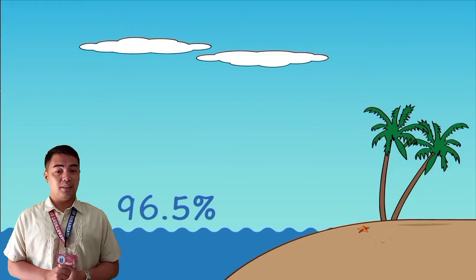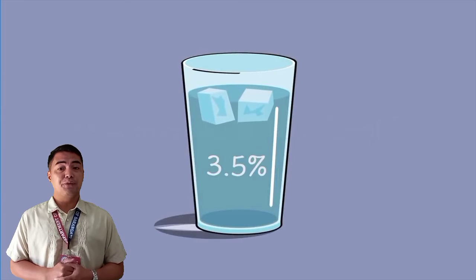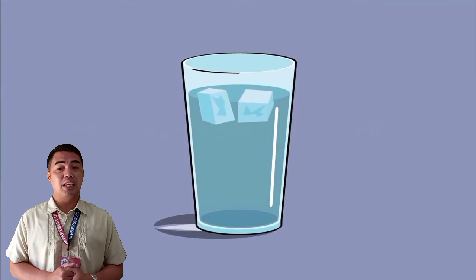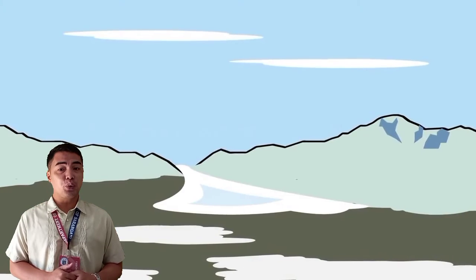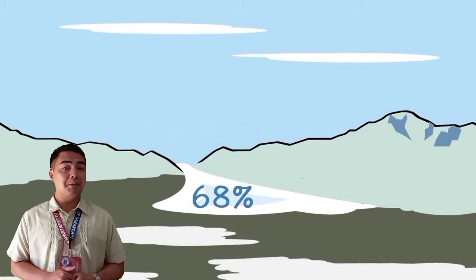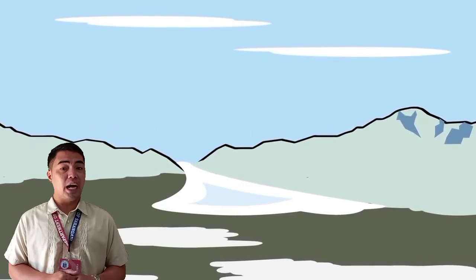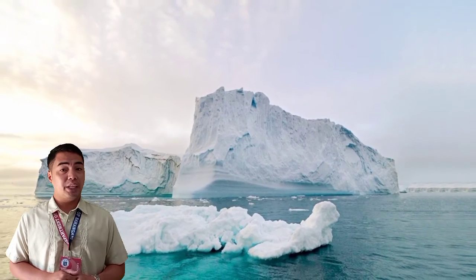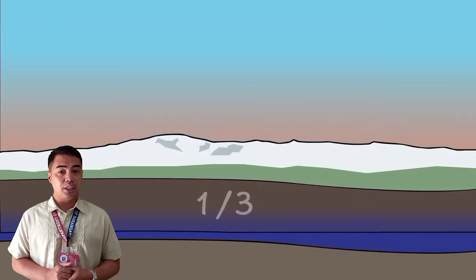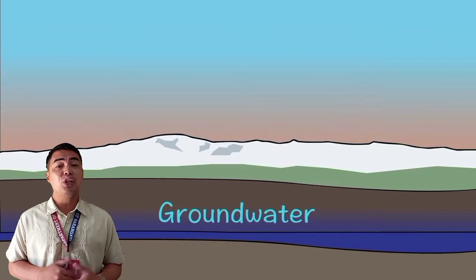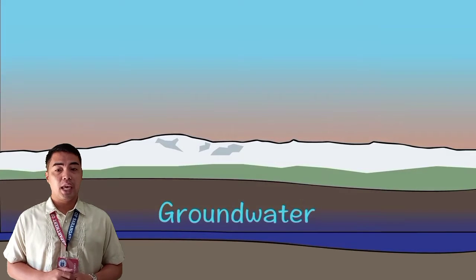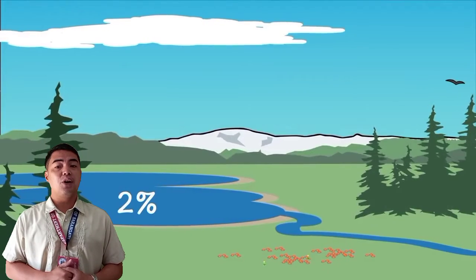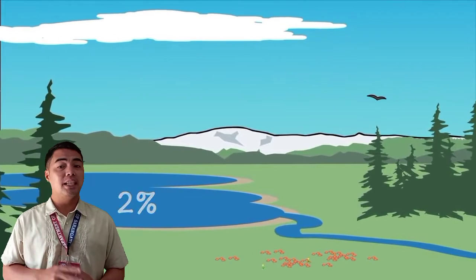96.5%, is salt water. Just 3% of water on Earth is fresh water that we can drink. And most of that fresh water, 68%, is trapped in ice and glaciers. And 1/3 of that fresh water is in the ground. We call it groundwater. And the last 2% of fresh water is in lakes, rivers, and streams.